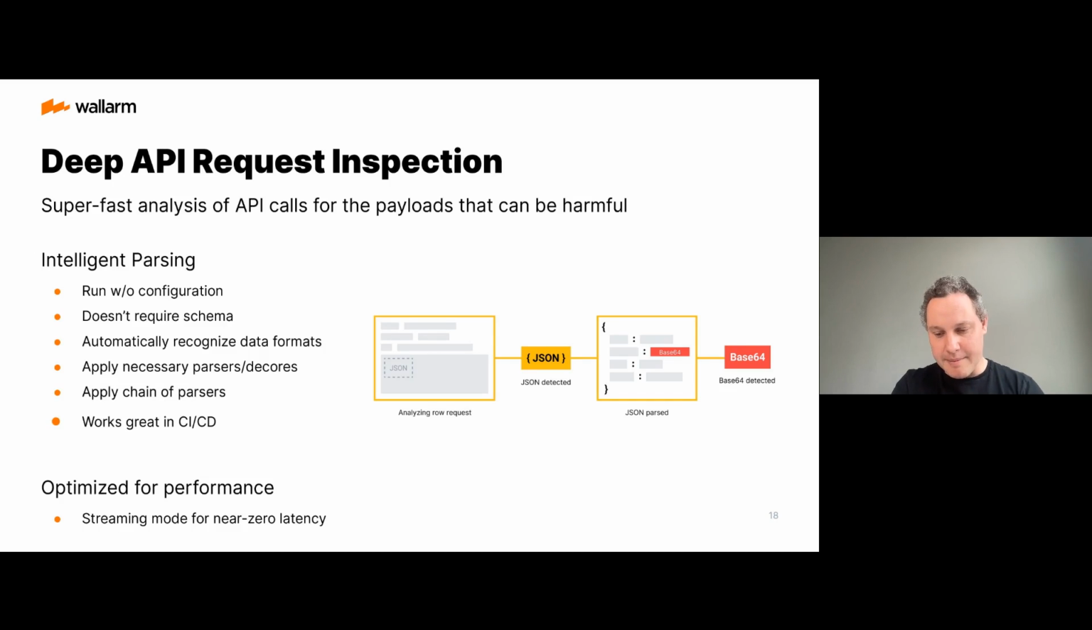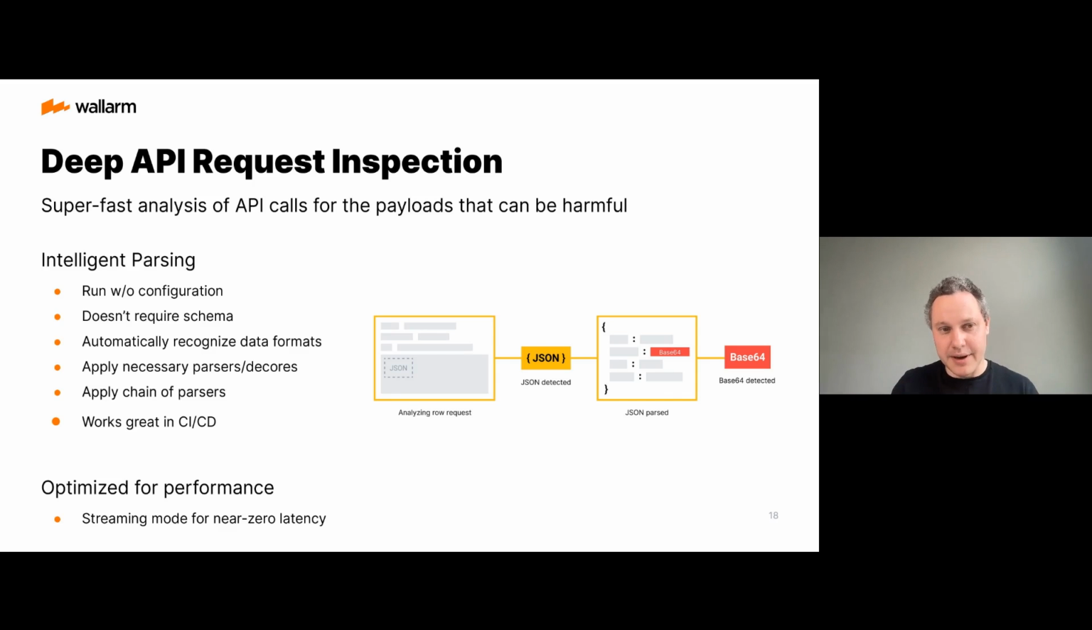At Wallarm, we invested a lot of time, actually years, in implementing what we call deep API request inspection. It's a super fast analysis of API calls, with near zero latency, frankly, that we do in real time. The nodes would be deployed as a reverse proxy.